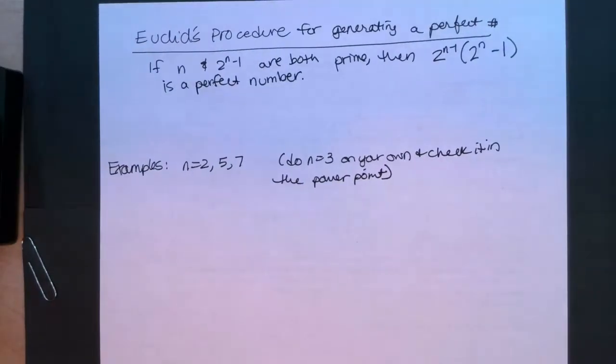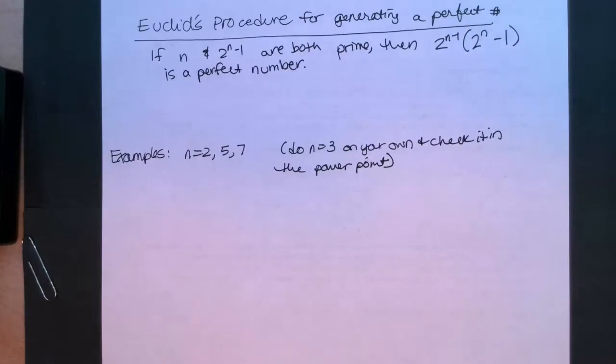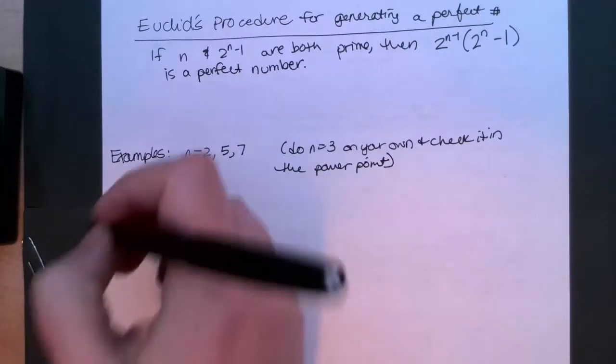The order of operations matters here. So we're going to practice this to show you what it looks like with n equals 2, n equals 5, and n equals 7. You're going to do n equals 3 on your own and then check it in the PowerPoint that comes with this, just for the sake of time.